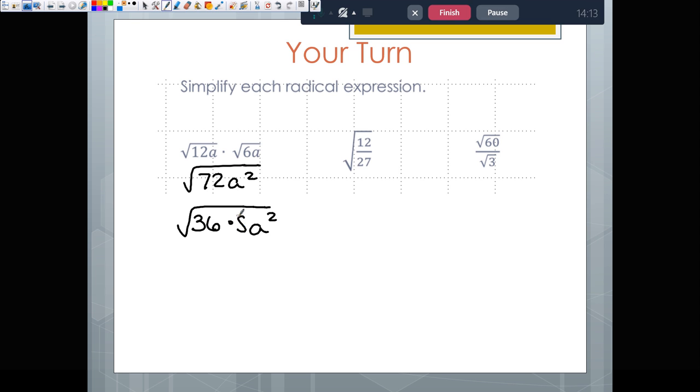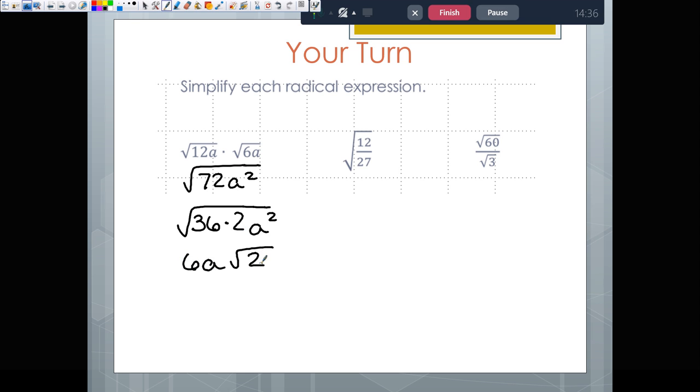Sorry, I don't know why I wrote an S. Alright, and the square root of 36 is 6, and the square root of a squared is a, and I'm left with a 2 on the inside. If we would have done it the other way, I would have been left with an 18 on the inside and would have had to still reduce, okay? Which is fine, you just have multiple steps then, or more steps.